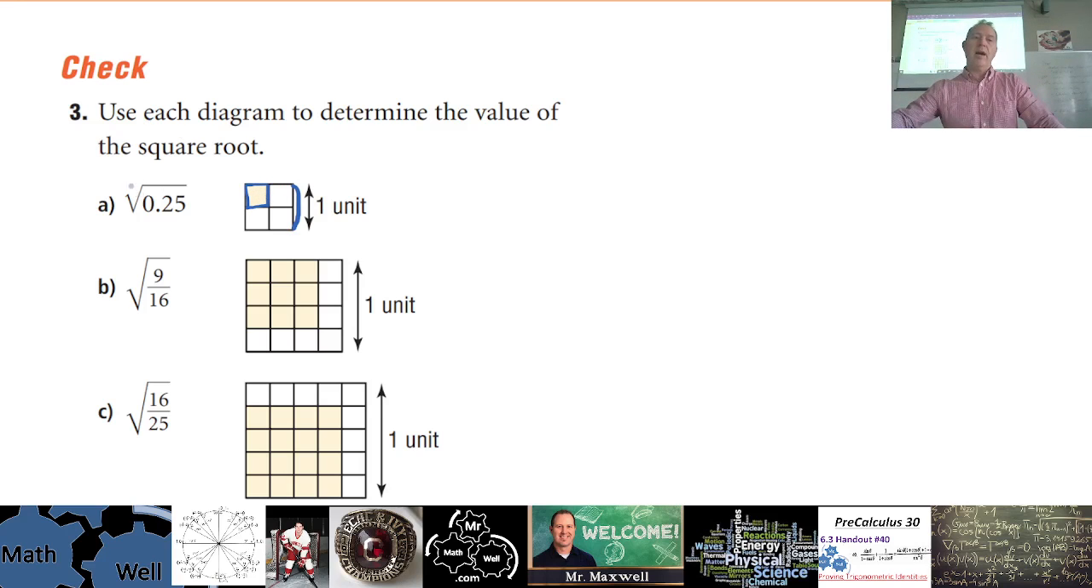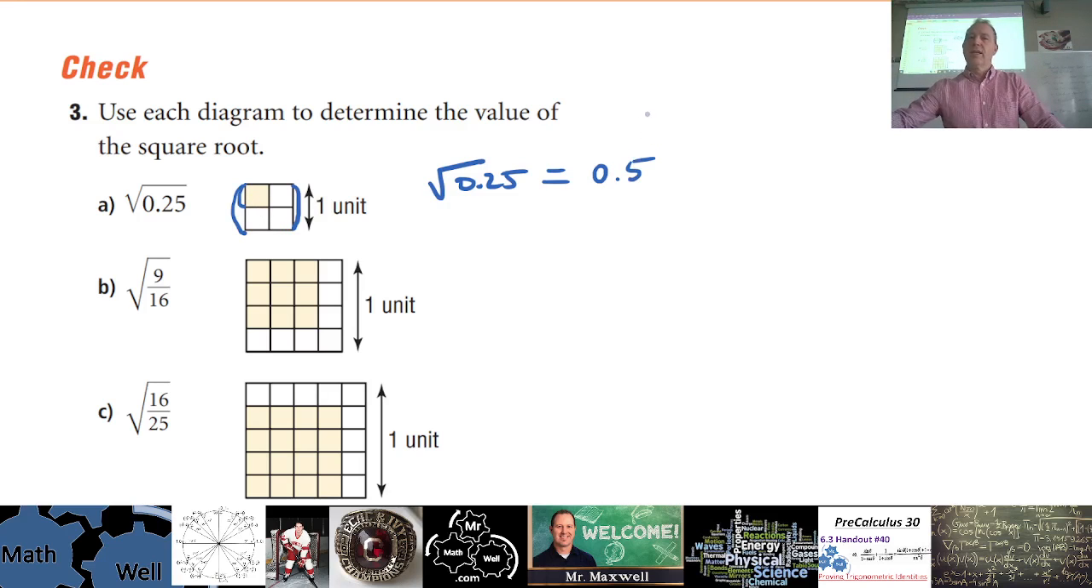So if you remember how the square root and the side length of a square are related, the value of the square root, the answer you get, will be the side length of a square with that area. So if this is the area, what I'm looking for is the side length. So the square root of 0.25 is going to be the side length of this yellow square here. So what's that side length? If this is 1 unit, what is the length of this?